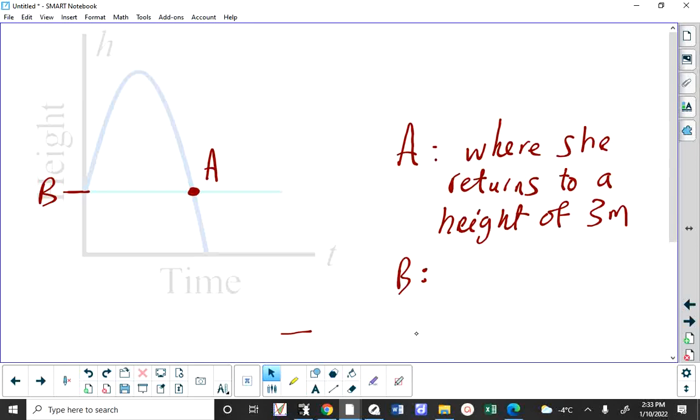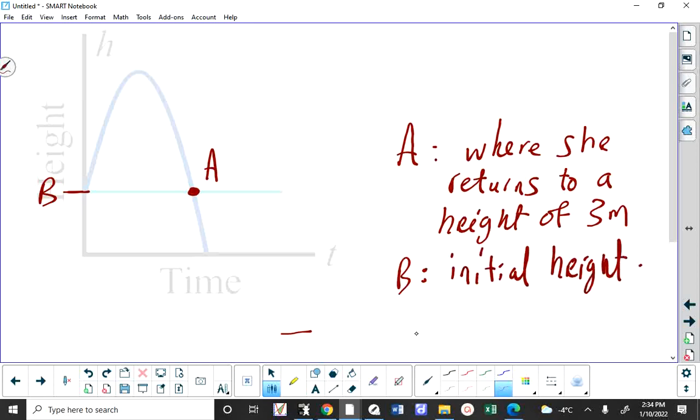Right, her initial height. The height of the diving board, her initial height. Lots of ways to put it. I'm just going to put initial height, but you could certainly write the height of the diving board.